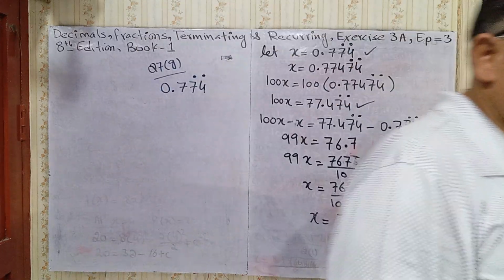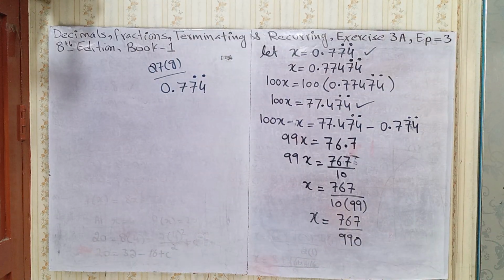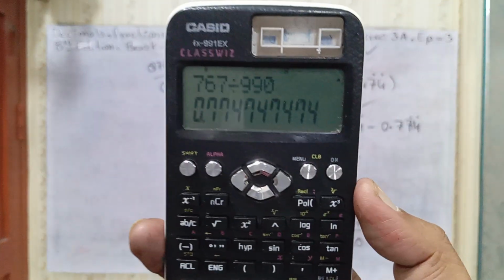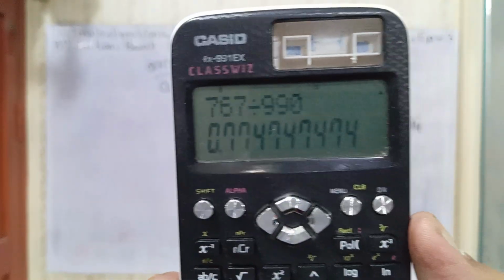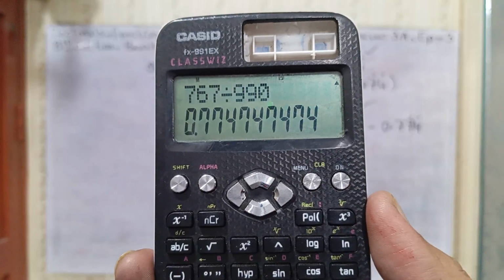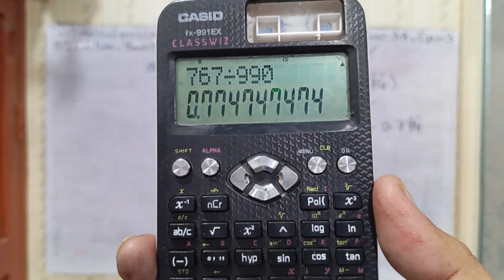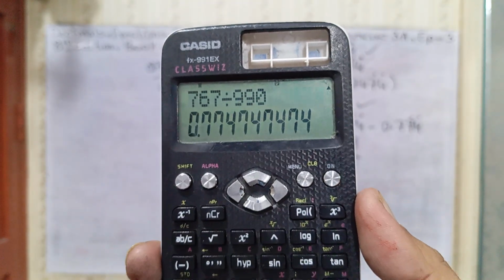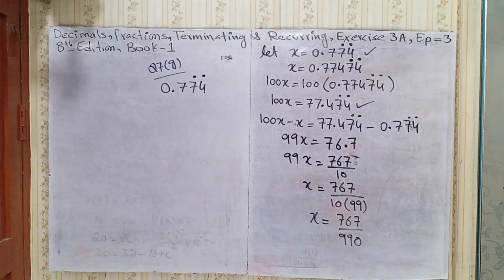So let's check with the help of the calculator. We can check whether our answer is right or not. So we have 767 divided by 990, that is equal to, okay, so here you go. Look at this calculator, sir. You see 767 divided by 990 is equal to 0.7747474747. So this is how you will do question number 7.